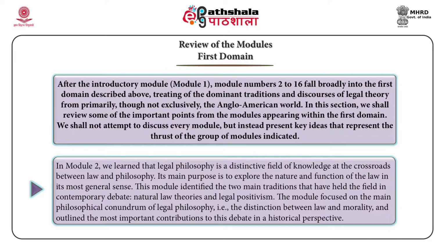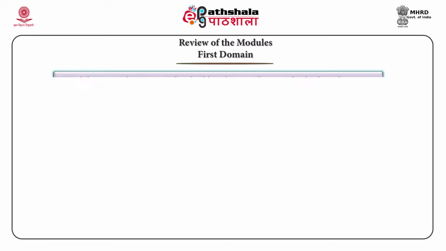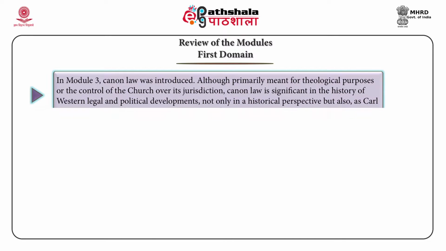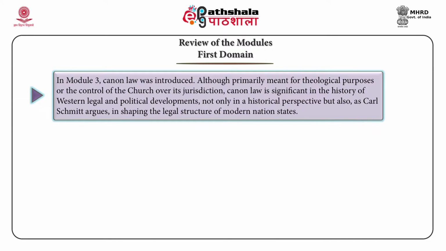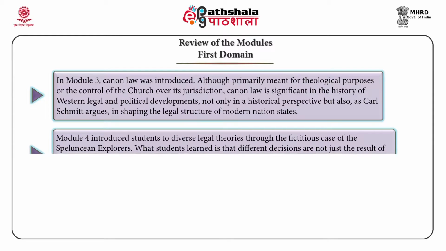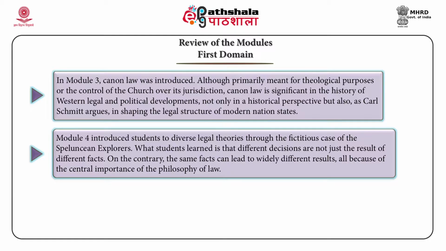Now, Module 4 introduced students to very diverse legal theories using the fictitious case of the Speluncean explorers. What students learned is that the judges made different decisions about the Speluncean explorers, and all of these different decisions are not just the result of different facts. The facts were always the same, but the judgments came out differently. So what made the judgments come out differently from the same facts?